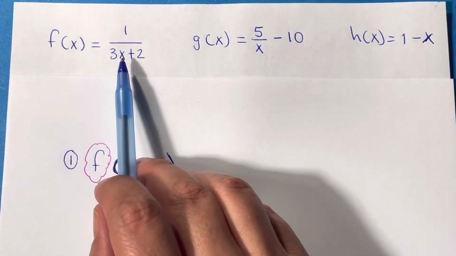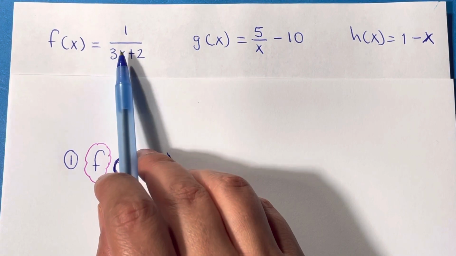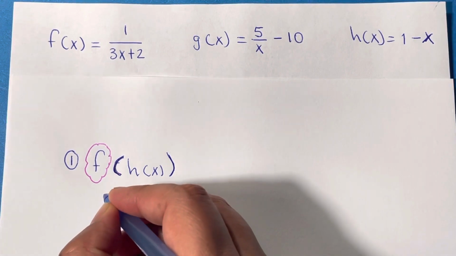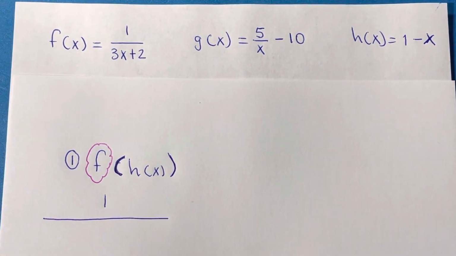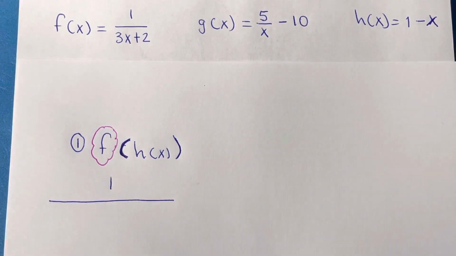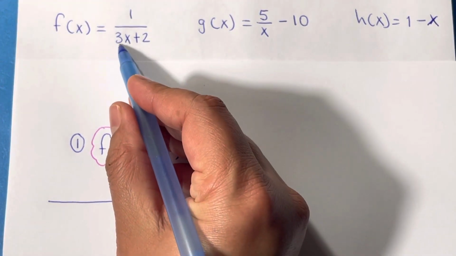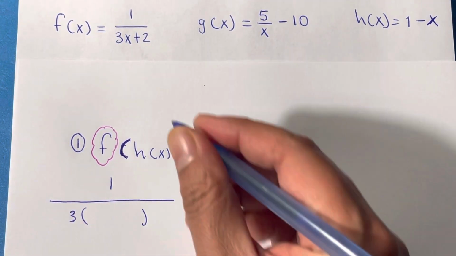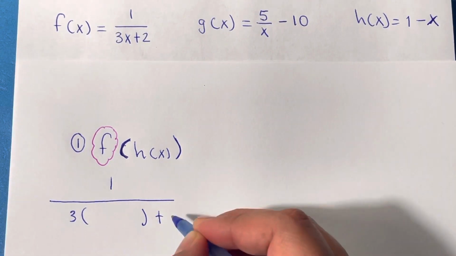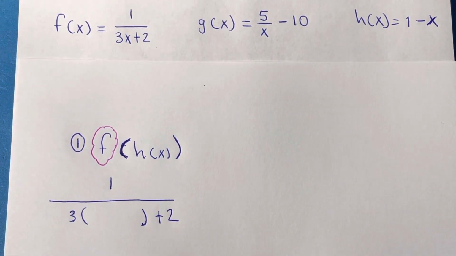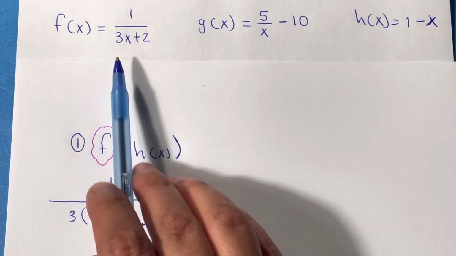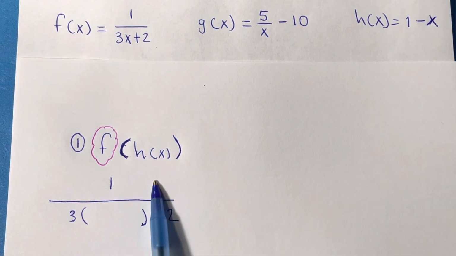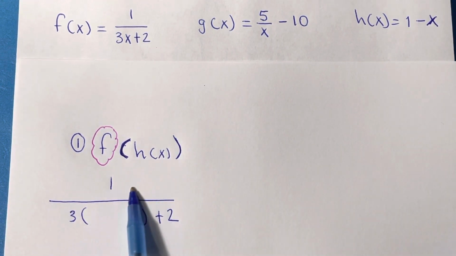For the first one, whenever we see an x, we get rid of the x and we put a parenthesis in its place. So the first step is to put the 1. We're going to put the line for the fraction, and we will put 3 times a parenthesis, 3 times a parenthesis plus 2. Notice how we didn't get rid of anything other than the x. What did we do with the x? It became a parenthesis. Why? Because that's where we're going to embed the other function. That's where we're going to insert.